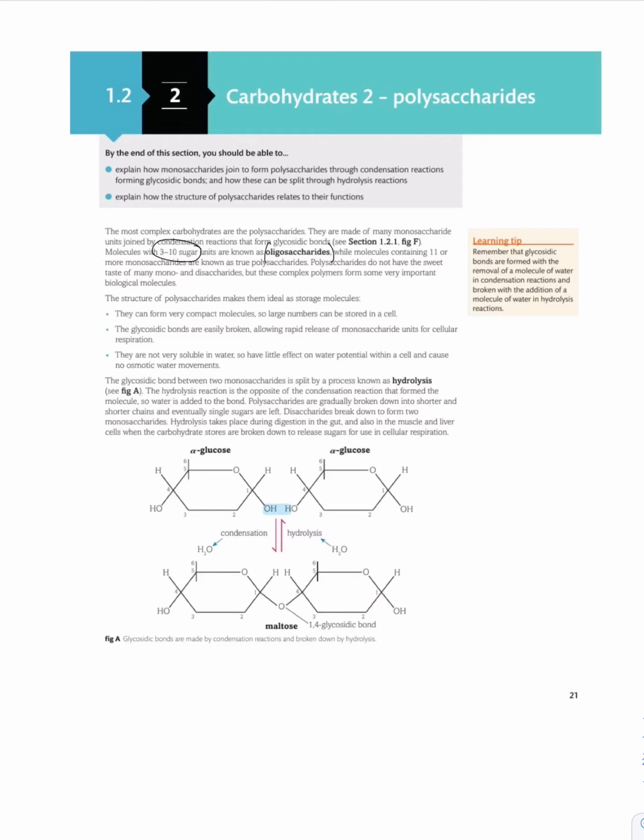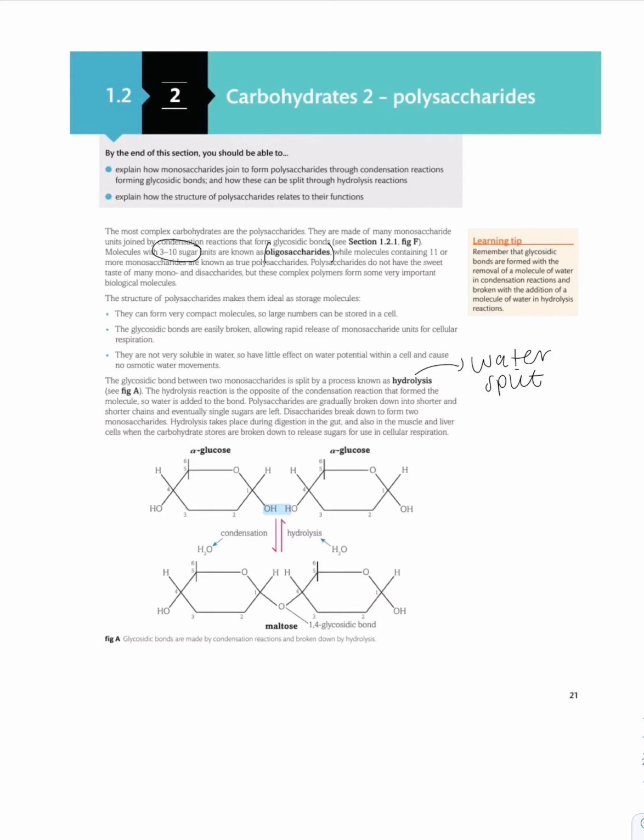The glycosidic bond between 2 monosaccharides is split by a process known as hydrolysis. So hydro is water and lysis is to split. So it's the opposite of a condensation reaction, where we get a water molecule out. Here we're going to be adding a water molecule in for hydrolysis to occur. The hydrolysis reaction is the opposite of the condensation reaction that formed the molecule, so water is added to the bond. Polysaccharides are gradually broken down into shorter and shorter chains, and eventually simple sugars are left, so monosaccharides.